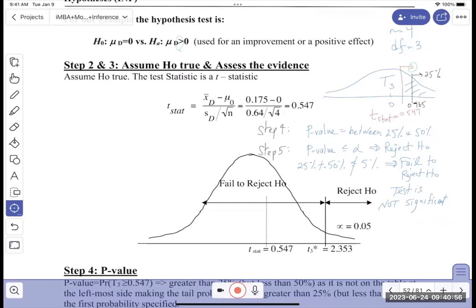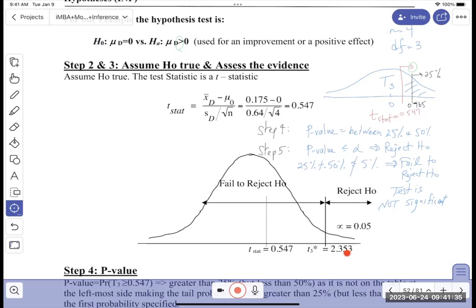So I've drawn things here. This is our result. Clearly, it falls in the fail to reject H0 region, right? So this is all fail to reject. Rejecting would require, for this distribution with 3 degrees of freedom, more than 2.353 standard deviations higher.